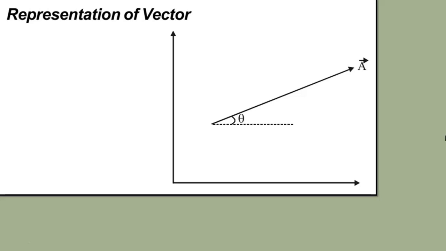Then representation of a vector. A vector is represented by a capital letter A, and at the top of the letter we show an arrow sign, that is called the bar. This is vector A bar. It can be shown with an inclination angle, with angle horizontal or vertical. In the quadrant system we show vectors in first quadrant, second quadrant, third quadrant, and fourth quadrant. This is the x-axis, this is the y-axis.